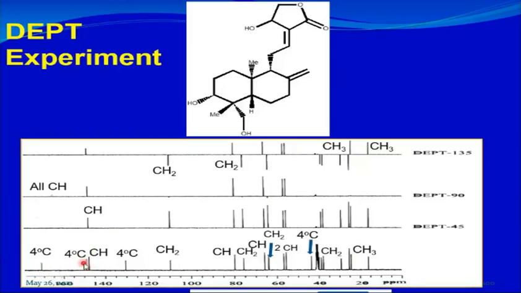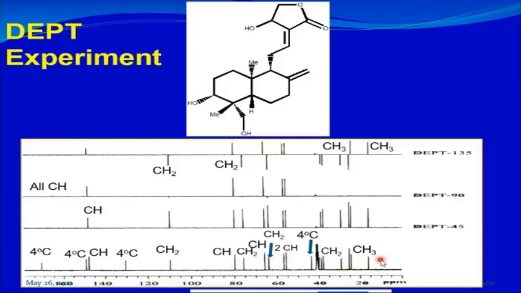Here in this region, we have two signals, but in depth 135, we have one. So the right one belongs to the CH, the left one belongs to the quaternary carbon. This peak here is missing in depth 135, so this is also a quaternary carbon. This is present, of course. This is also present. This one is also present, and these two are also present. These two signals are also present. This signal here is absent, right? So this is a quaternary carbon. Then these two signals are present. Yes, this CH2 is present, this CH2 is present, and these two CH3.